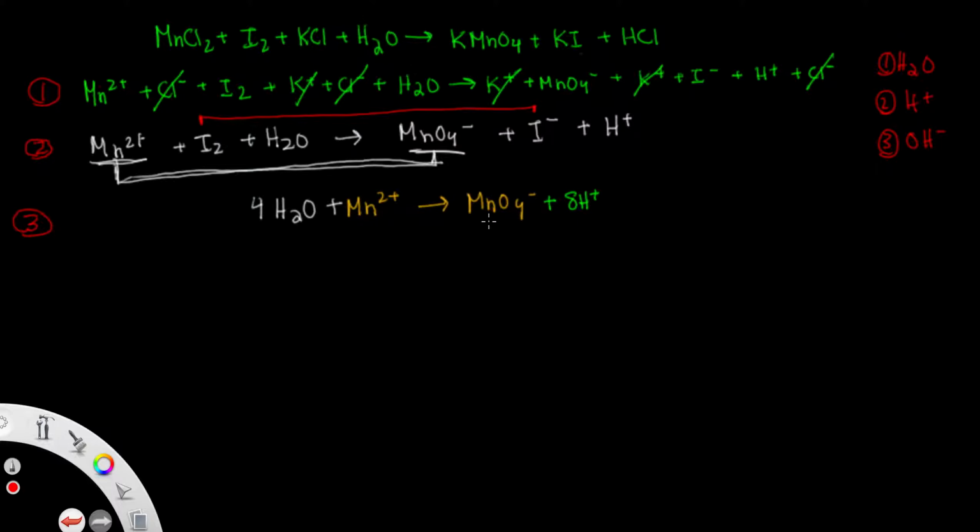So now that I'm done balancing these out in terms of the specific elements, I have to balance out their charges, because that's the second thing that's not balanced. Here we don't have any charge, but we do have a 2+ charge on the manganese. So we have a total charge on the reactant side of 2+. On the product side, we have a 1- charge, and we have an 8+ charge because there are 8 H+ ions. So that makes a total of a 7+ charge.